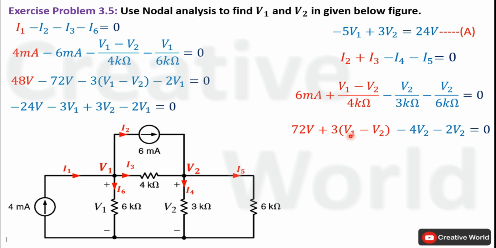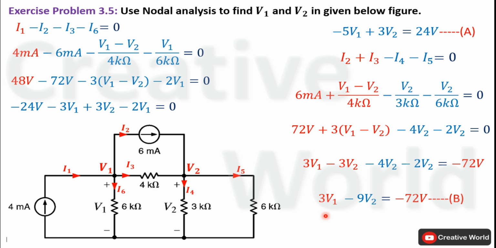Now open this bracket and place this constant value on the other hand side of equal. The equation will become 3V1 minus 3V2 minus 4V2 minus 2V2 equal to minus 72 volt. Add values having same variables together. The equation will become 3V1 minus 9V2 equal to minus 72 volt. This is the second node voltage equation and labeled as equation B.